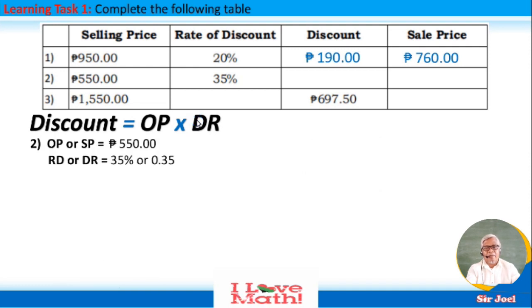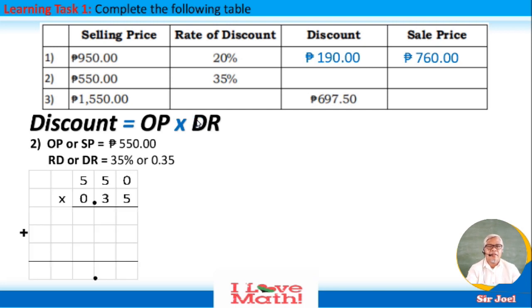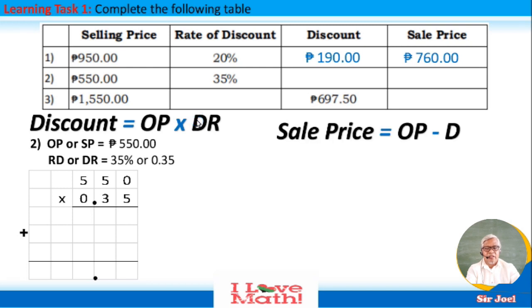So, for you to solve problem number 2, again, our original price or selling price is 550 pesos. For the rate of discount or discount rate is 35%, which is equivalent to 0.35. Ano ngayon ang una nyong gagawin? Eto, i-multiply nyo yung 550 by 0.35. So, again, take note. If you look at your problem, meron kayong 2 decimal places. That's why, mag-move kayo mamaya ng 2 decimal places to the left.